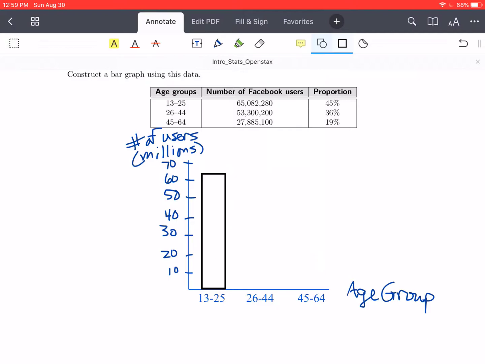The age group from 26 to 44 has about 53 million. So that's going to be somewhere right around here. Okay, that's a little bit above 50 million. And the age group from 45 to 64 has about 27 million. So it's going to be a little lower than 30. There we go. And then we can fill these in.